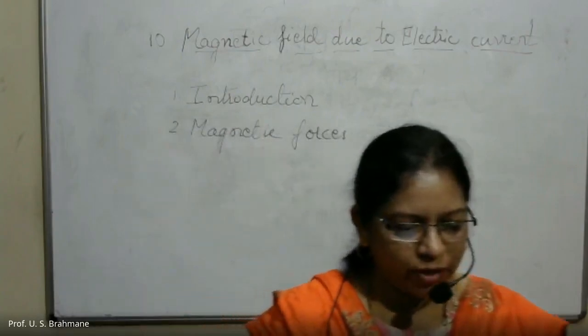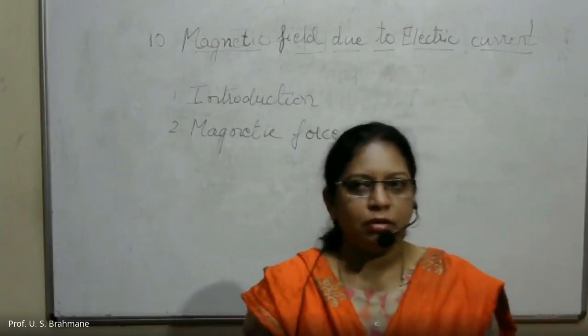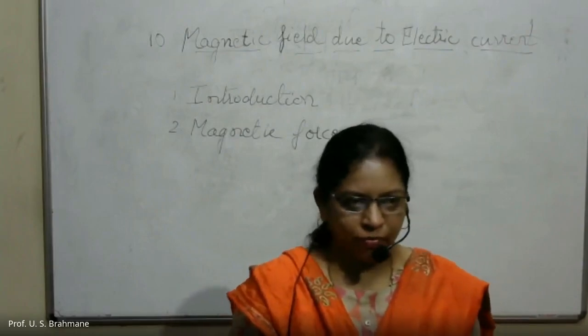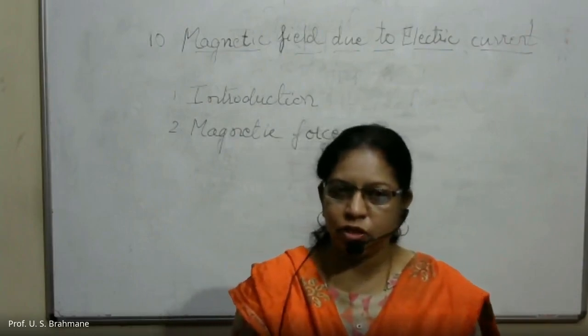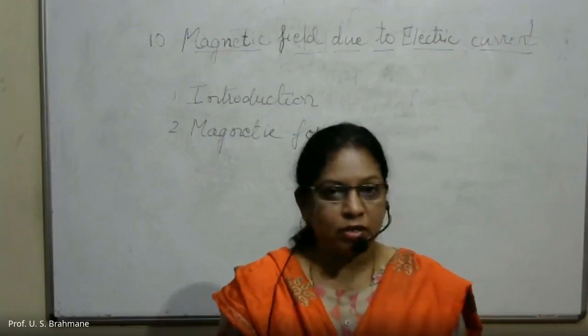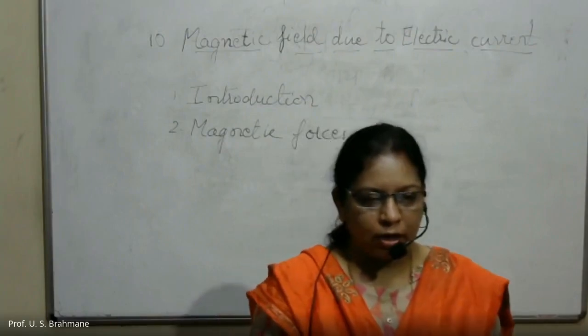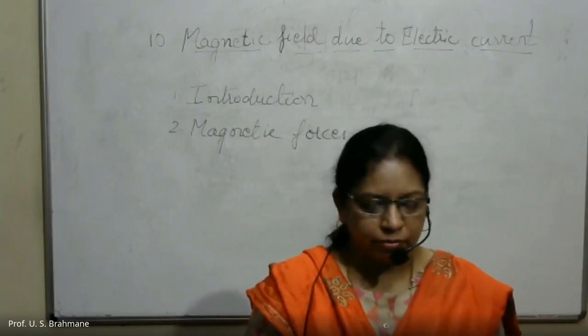So children, as we know in previous lectures, we have seen electrostatics in which the charges are stationary. Then we saw the chapter current electricity, in which charges are in motion when an electric field is applied to the conductor. Today we are going to see magnetic field due to electric current.